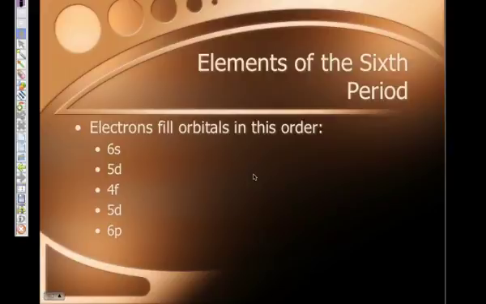So once we get to 6, we'll fill 6S. Then we'll fill this 5D. And then we'll fill the 4F. And then after 71, we go back to 72 and continue filling the 5D sublevel. And then we're back to 6P. Some books may talk about some different ordering. This is how we're going to do it. It's the simple version.